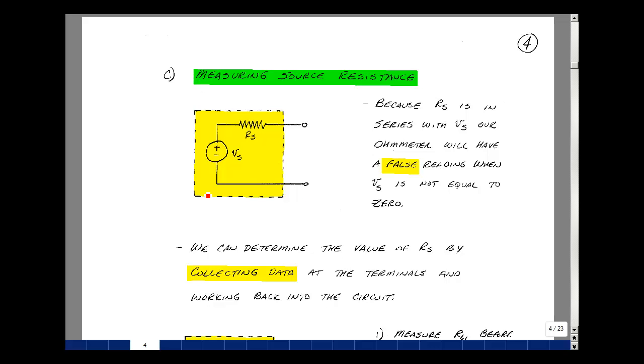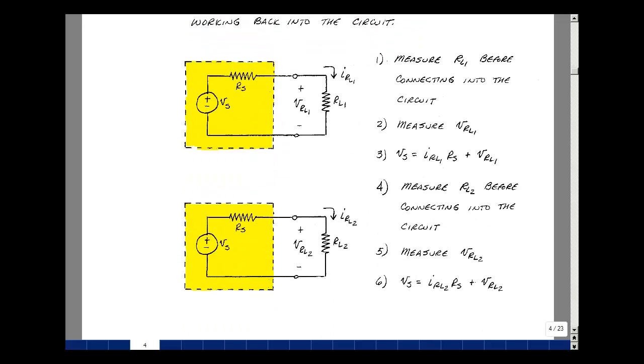Well, we have two unknowns here. We have V sub S and R sub S. If we create two equations, we can then solve for the value of either. What we're most interested in is the value of R sub S. Let's do the following. Let's hook up a load across the circuit we're trying to determine the Thevenin resistance of. But before we do that, let's measure this resistance with our digital multimeter.